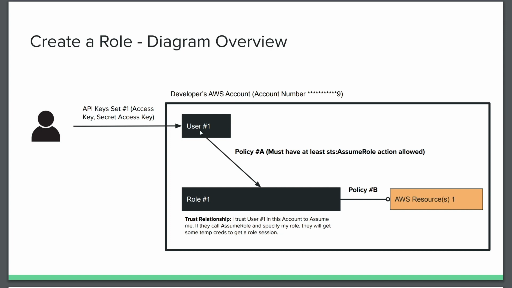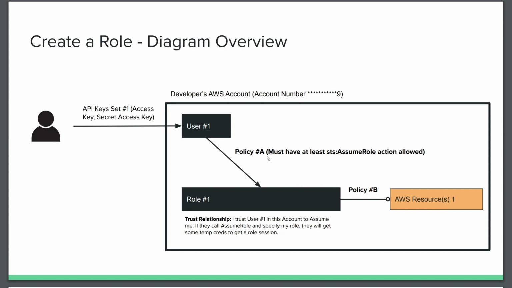When you are that user, because remember, every API needs to be explicitly allowed, you actually need a policy attached to user1 that allows user1 to call the AssumeRole API on role 1.